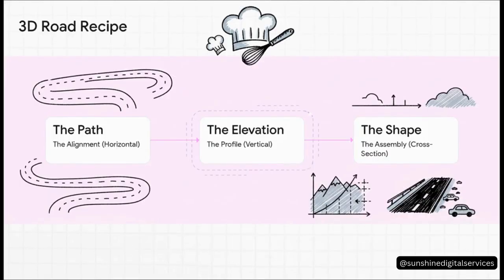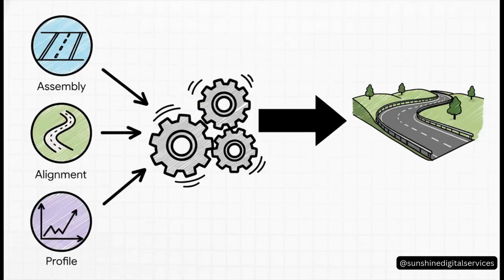So creating the final 3D model, which is called a corridor, is actually like a simple recipe with just three main ingredients. You need the path, that's your alignment. You need the elevation, that's the profile. And you need the shape, and that's the assembly. What Civil 3D does is it takes that assembly, our cookie cutter shape, and it stamps it all along the path of the alignment, while perfectly following all the ups and downs defined by the profile. And just like that, boom, you have an intelligent, fully formed 3D model of your entire road.